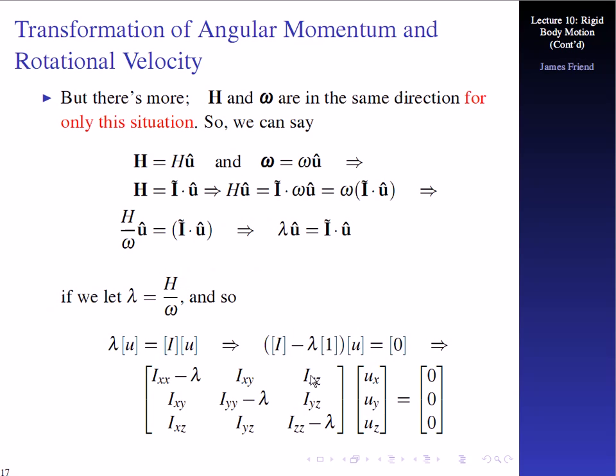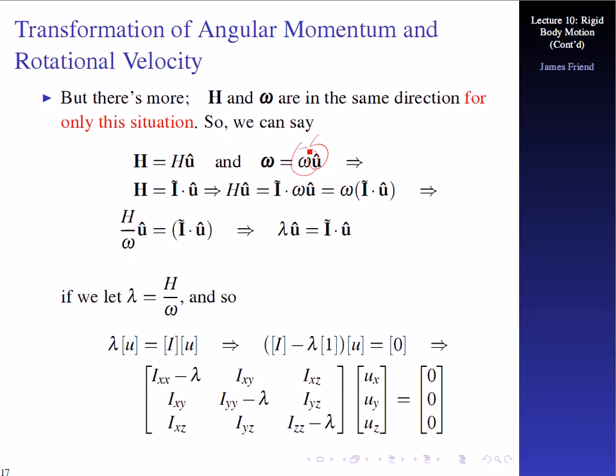There's more as well. H and omega are in the same direction for this situation, and so we can say that h, the angular momentum as a vector, is equal to the angular momentum as a scalar h times, say, u prime, where u prime is some sort of unit vector, and omega is the same as a different scalar, but along the same direction.